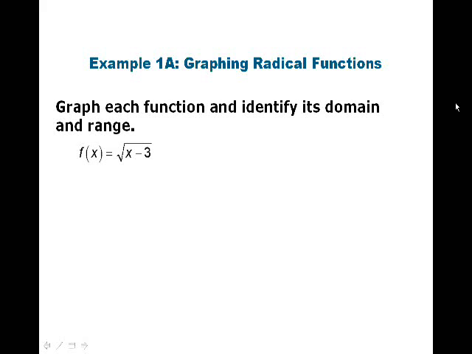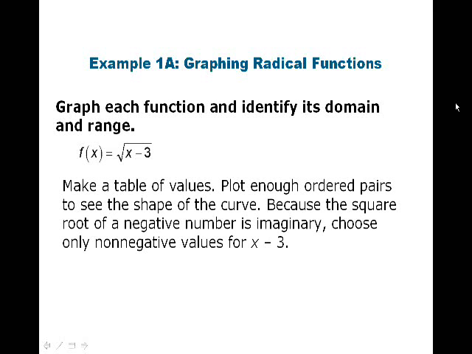So here we have f of x equals the square root of x minus 3. For this example, we can make a table of values, but we need to make sure we plot enough ordered pairs so that we can see the shape of the whole graph. Because the square root of a negative number is imaginary and we cannot graph imaginary numbers on the xy plane, we will choose only non-negative values for x minus 3.